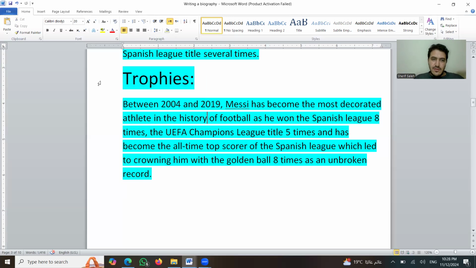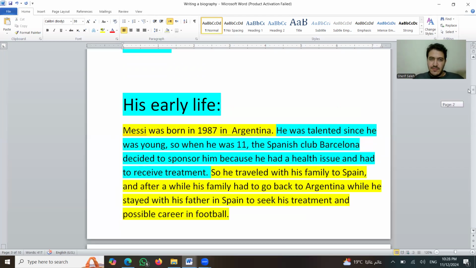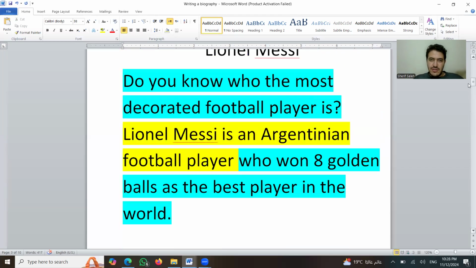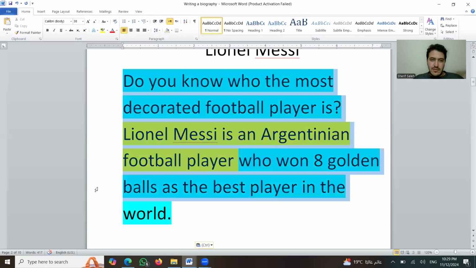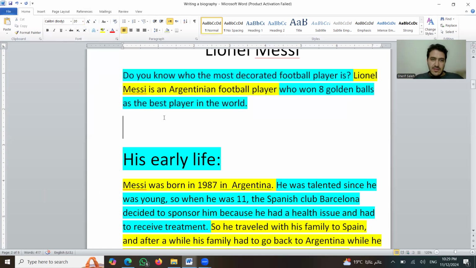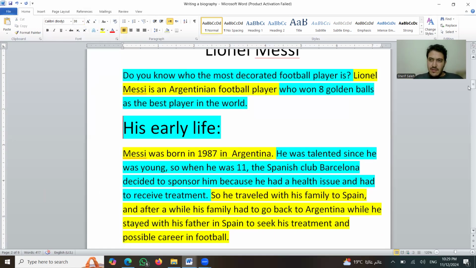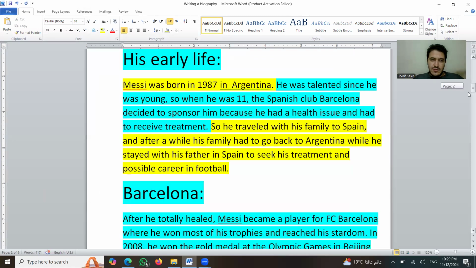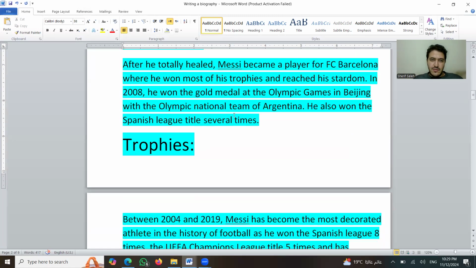After that, we could speak about recent career. I mean, it will be easy now to finish this writing off. We have written so far an introduction. So you need to write around 5 paragraphs. So we have written the introduction, then his early life, that's 2. Barcelona is 3. Trophies is 4.